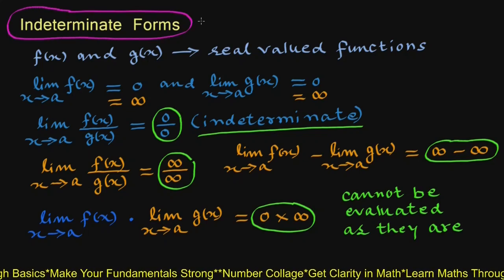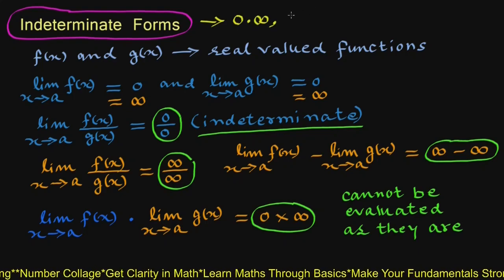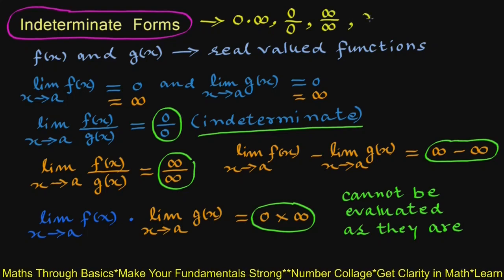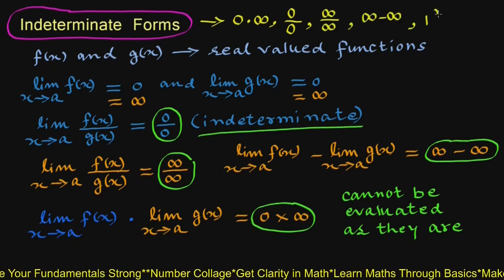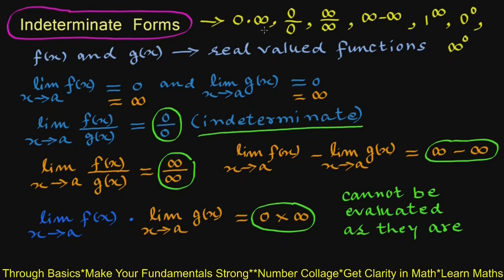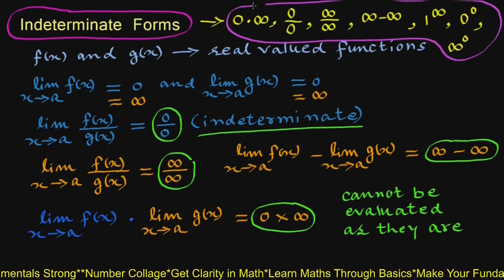The indeterminate forms are of the type 0 into infinity, 0 upon 0, infinity upon infinity, infinity minus infinity, 1 raised to infinity, 0 raised to 0, and infinity raised to 0. We are going to see how these indeterminate forms can be evaluated.